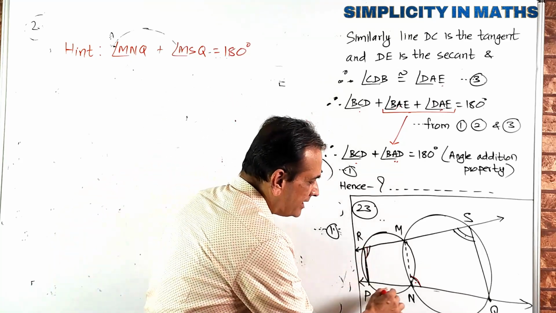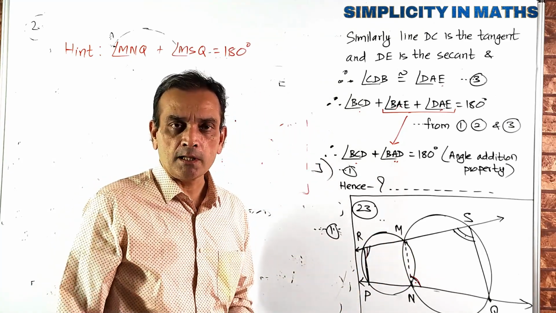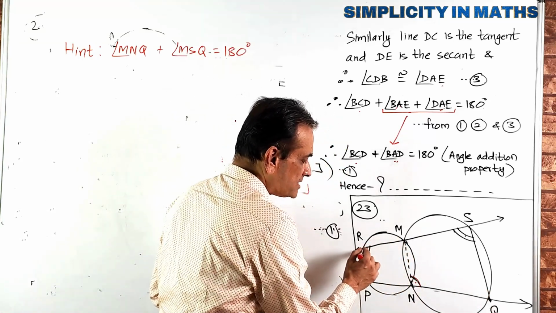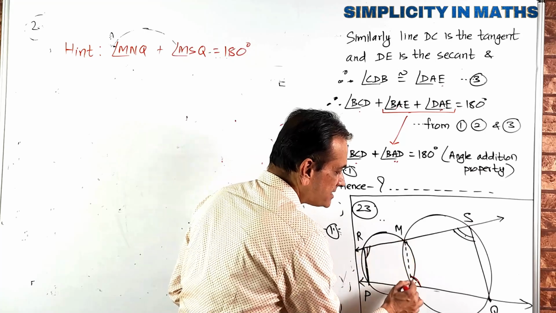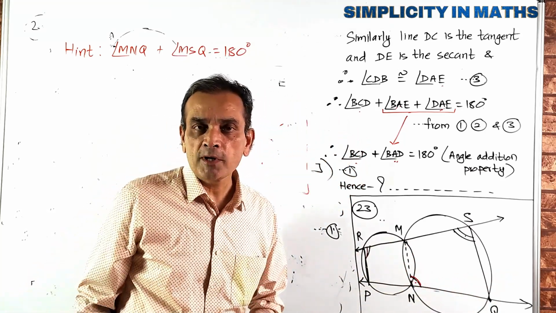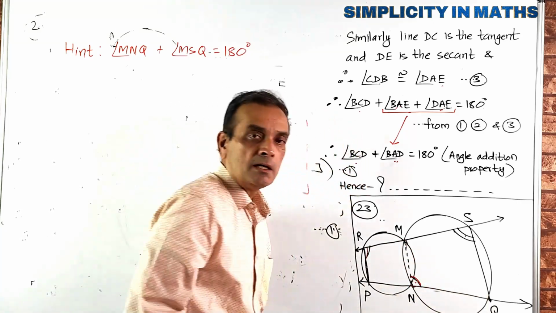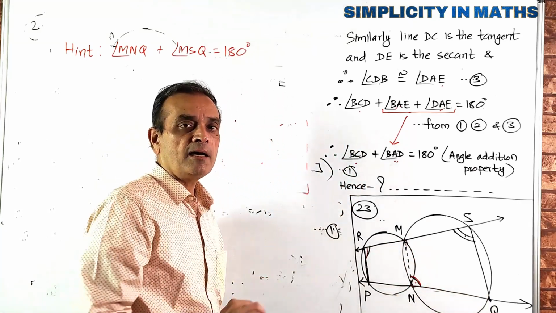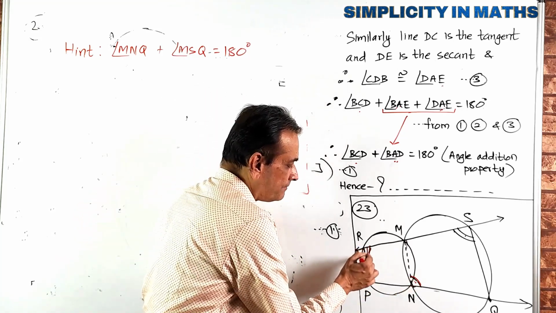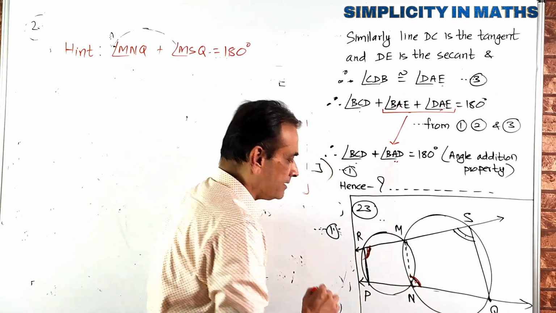ये भी cyclic quadrilateral है. PNMR is also cyclic quadrilateral. Now this is the exterior angle for this quadrilateral. बाहर का एंगल है वो. So और एक प्रॉपर्टी है, the exterior angle of a cyclic quadrilateral is congruent to the remote interior angle. Remote interior angle यानी कौन सा? ये वाला. So this angle is congruent to this angle.